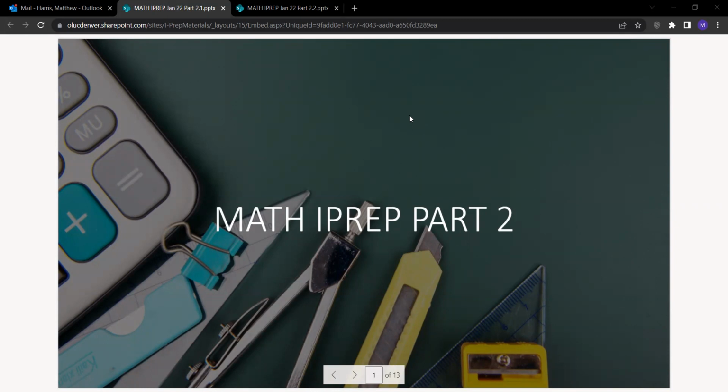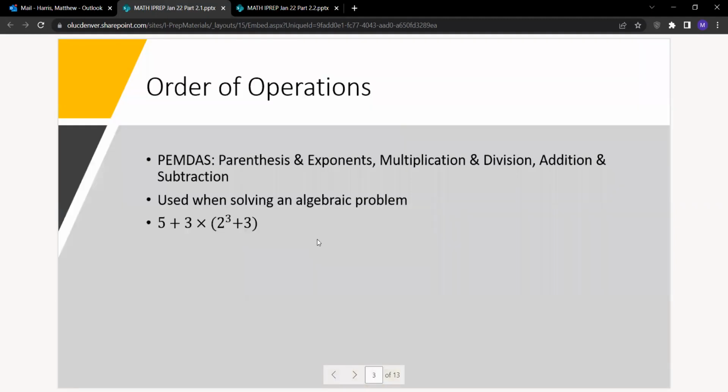So in Part 2, we're going to cover order of operations, solving for one unknown, solving for two unknowns, factoring, polynomials and quadratics, and the quadratic equation and formula. So let's get started. So first, we'll talk about the order of operations.